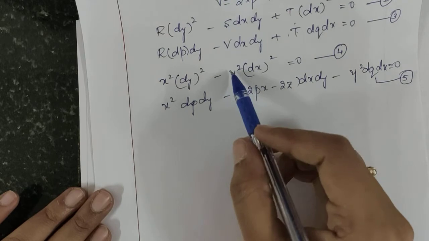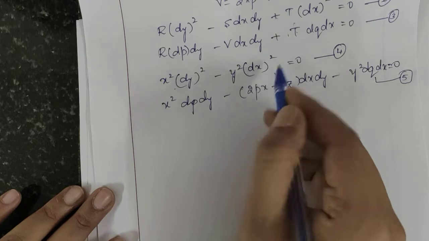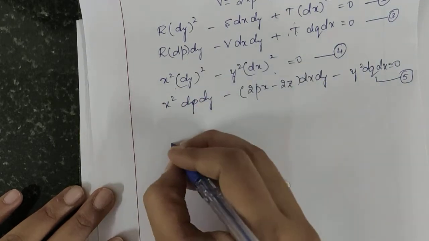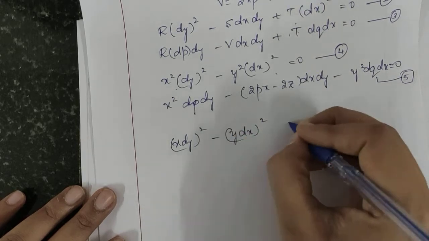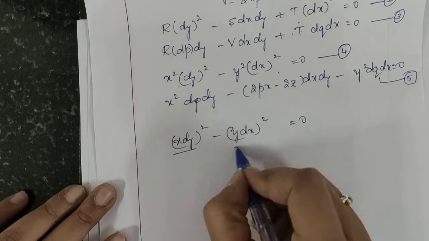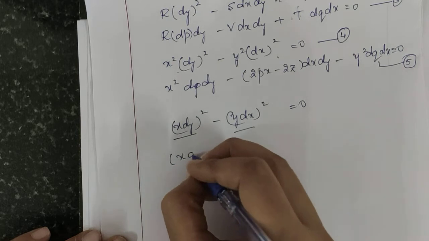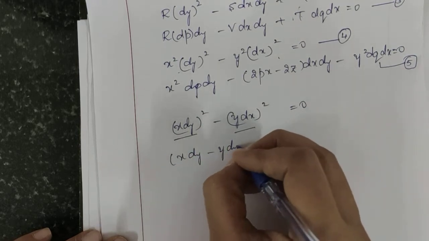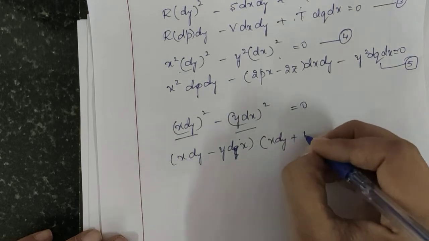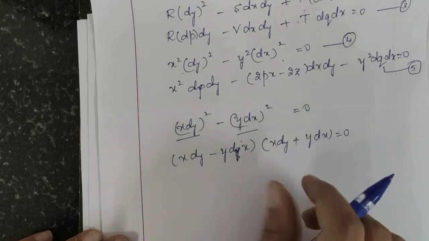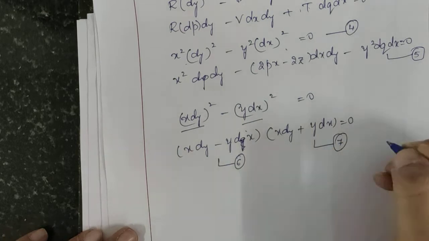Okay, so now using equation number 4 we can find, so this is my equation number 4, right? I can simplify equation number 4 as (x dy)² − (y dx)² = 0. This is nothing but a² − b², and a² − b² is nothing but (a + b)(a − b), right? So x dy + y dx = 0 and x dy − y dx = 0. So now I got two equations. This is my equation number 6 and this is my equation number 7.